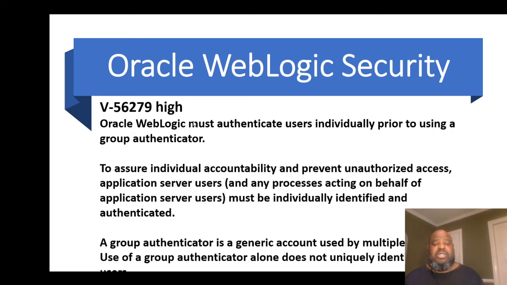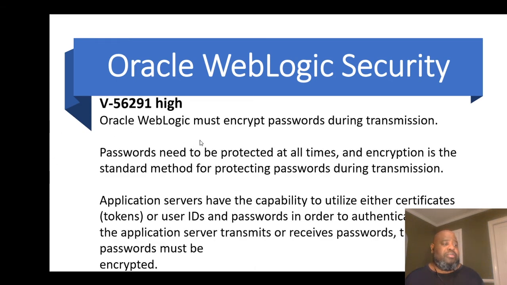56279, high. WebLogic must authenticate users prior to group authentication. To assure individual accountability and prevent unauthorized access, application servers and any process acting on behalf of the server's users must be individually identified and authenticated. 56291. WebLogic must encrypt passwords during transmission. Passwords need to be protected at all times. Encryption is a standard method for protecting passwords during transmission.